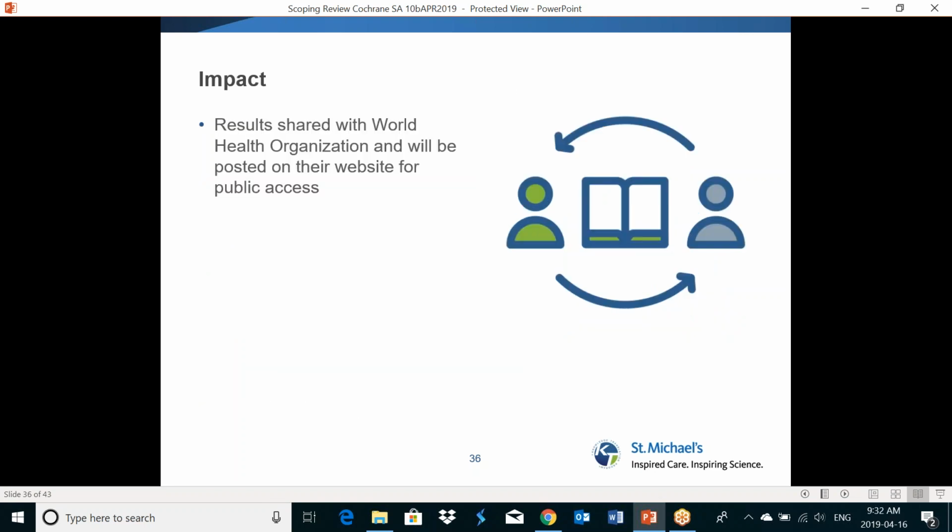So in terms of the impact, this was shared with the World Health Organization. It will also be made available on their website for public access, and this will help when they're refining their ICD code for this.